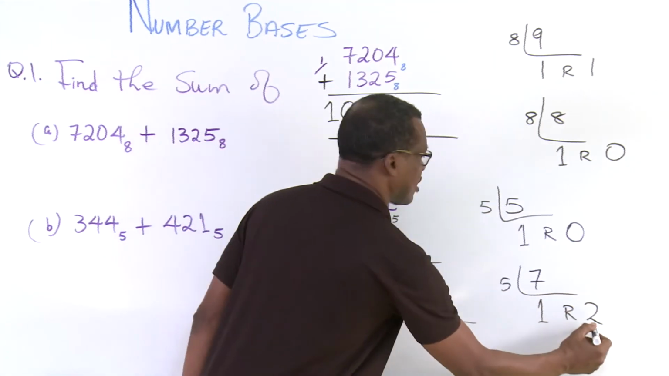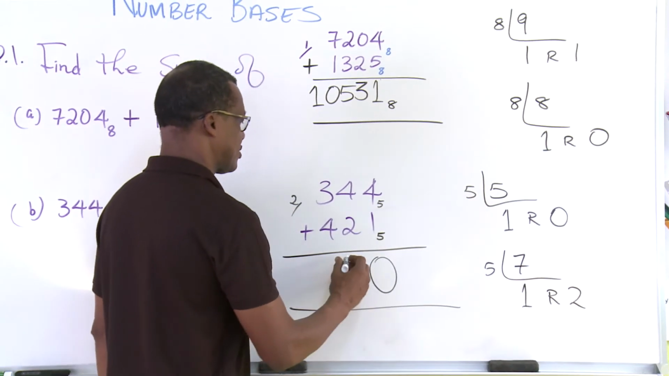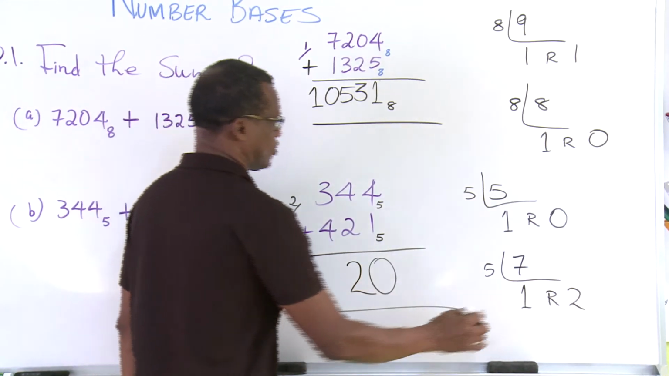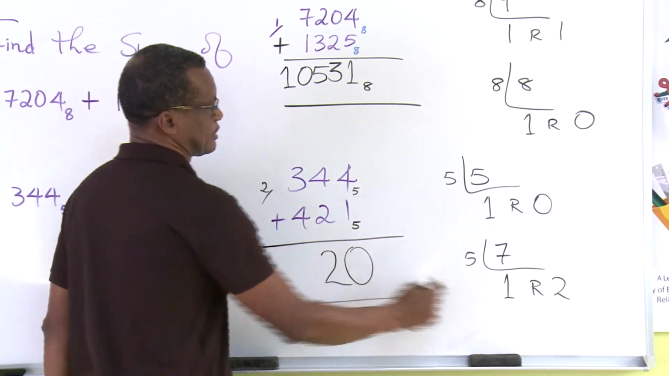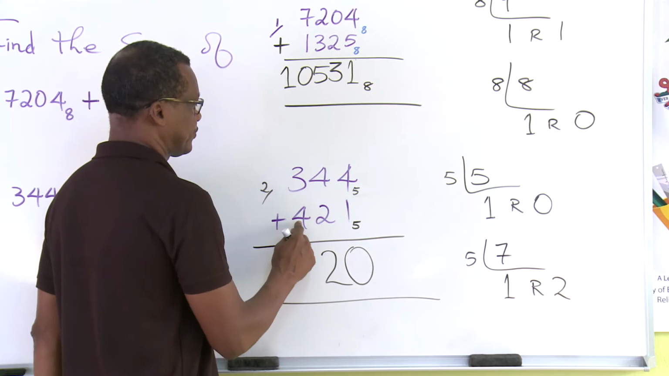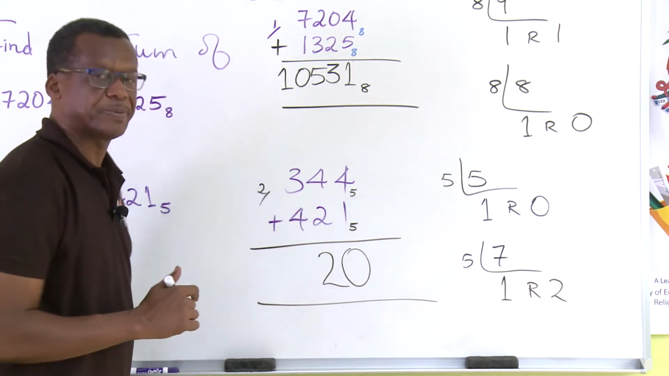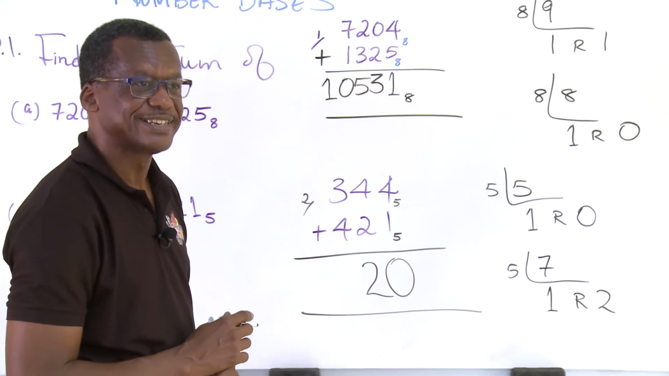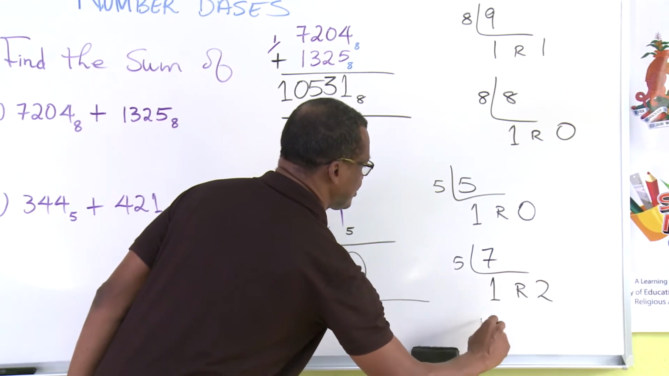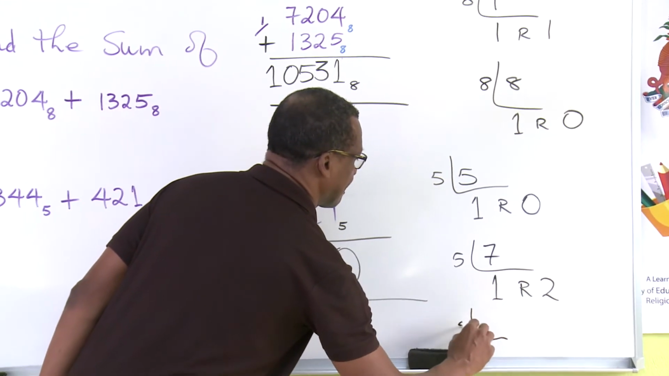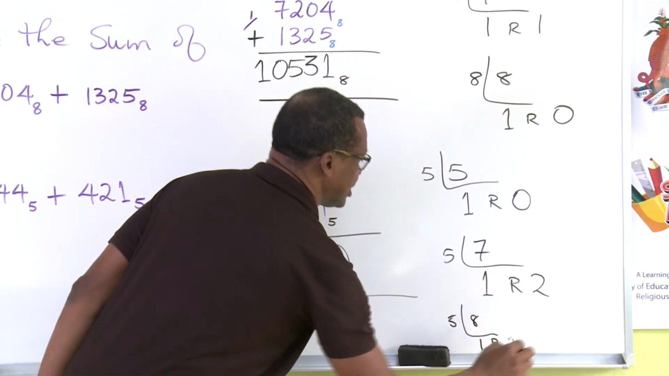The remainder is carried to the column where the addition started. So that's it, 2 here. We carry it to this column here. And the 1 is now added to the next column on the left. So 1 plus 4, 5 plus 3, 8. 8 is bigger than 5. So we have to divide 8 by 5. And we're going to get 1, remainder 3.